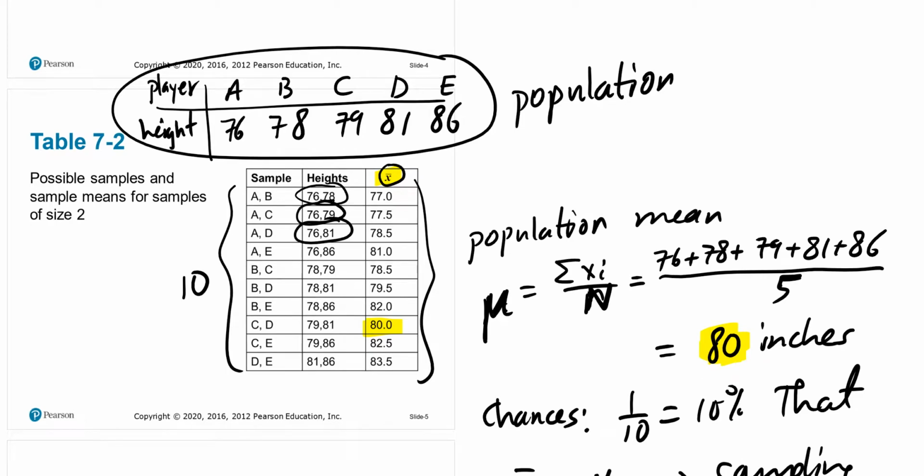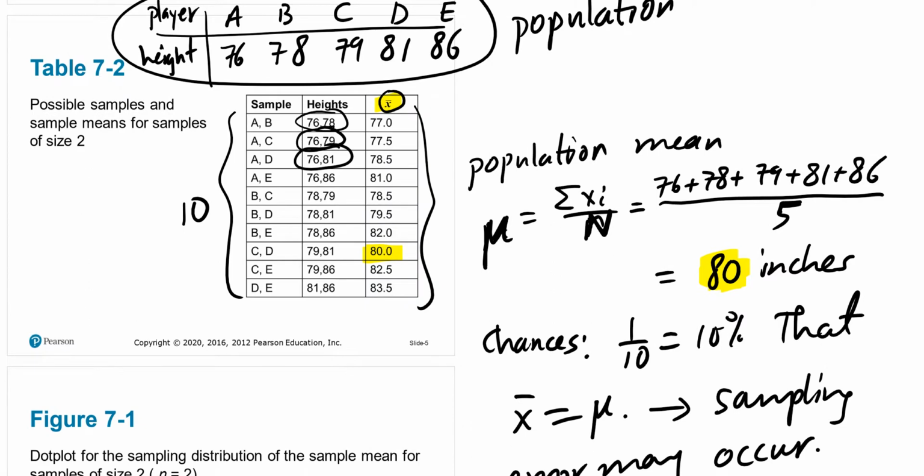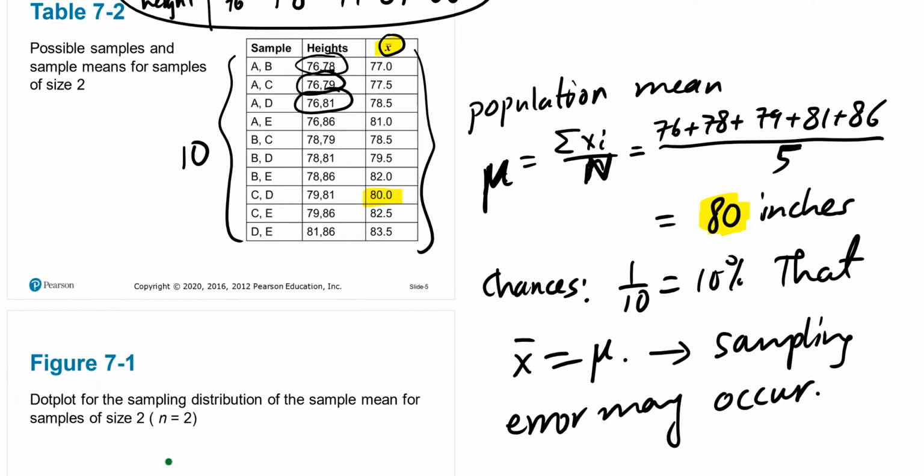If you multiply by 100, that's 10%. So this means that because there's only a 10% chance that the sample mean will match the population mean, that will cause what we call sampling error. Sampling error. So I said sampling error may occur.